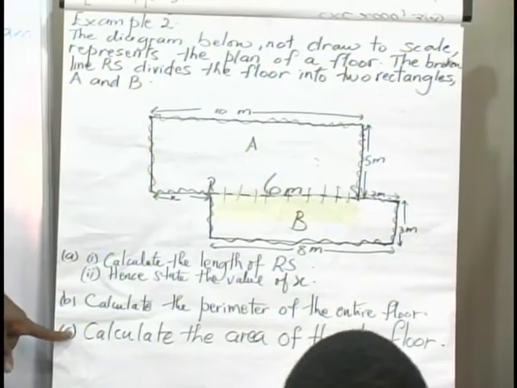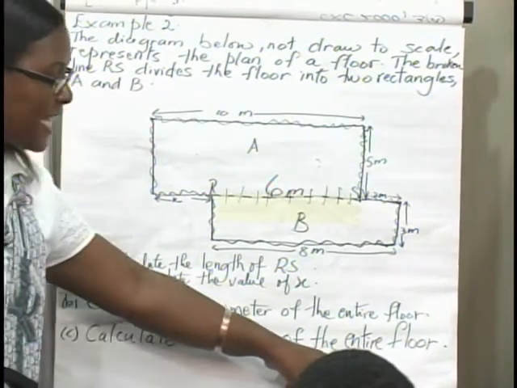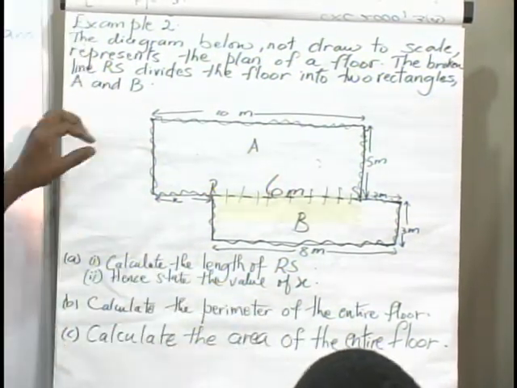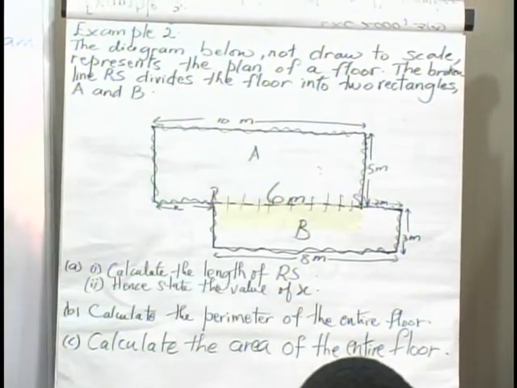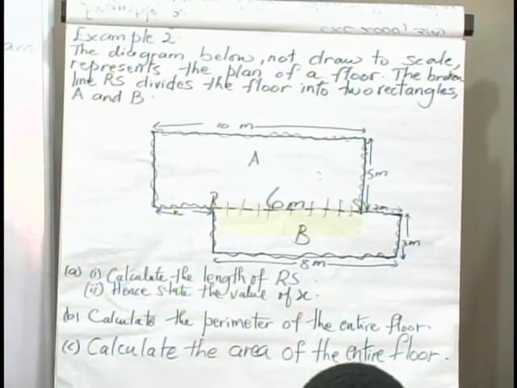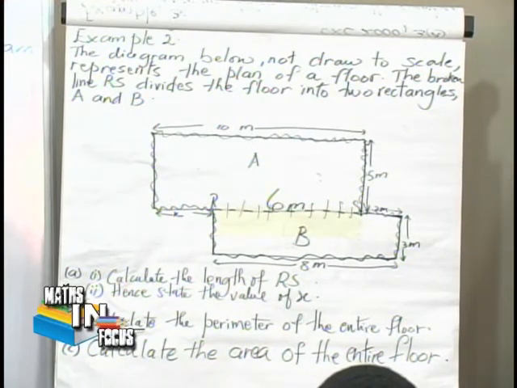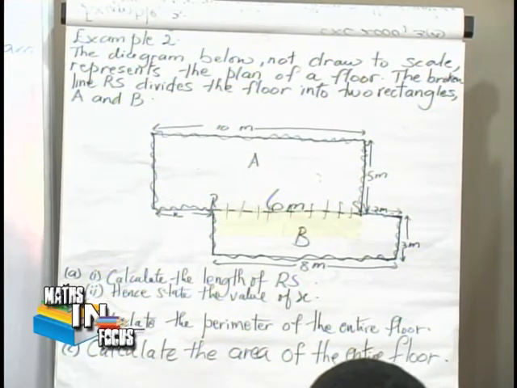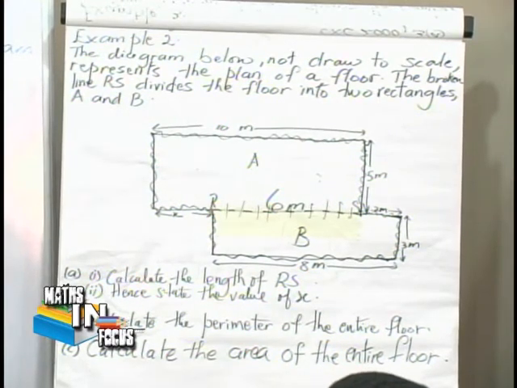Now, I added a third part. C. Calculate the area of the entire floor. Now, when you look at this floor, it's a combination of A and B. And what shape does each floor take? Rectangle. The shape of a rectangle. And how many rectangles do we have there? 2.